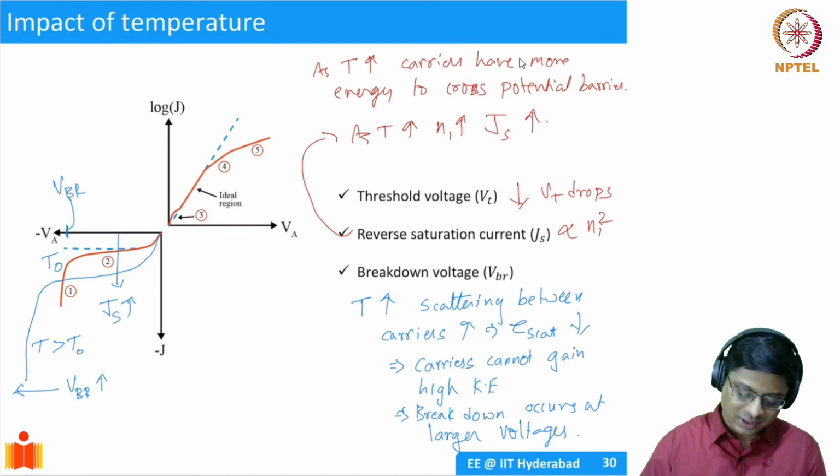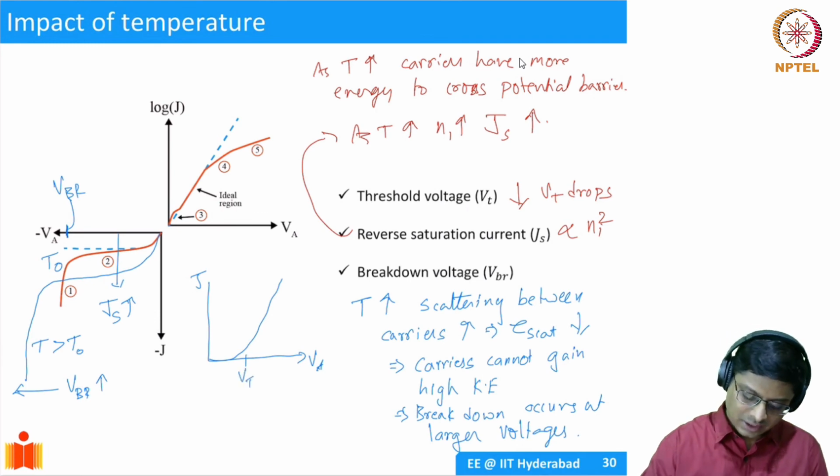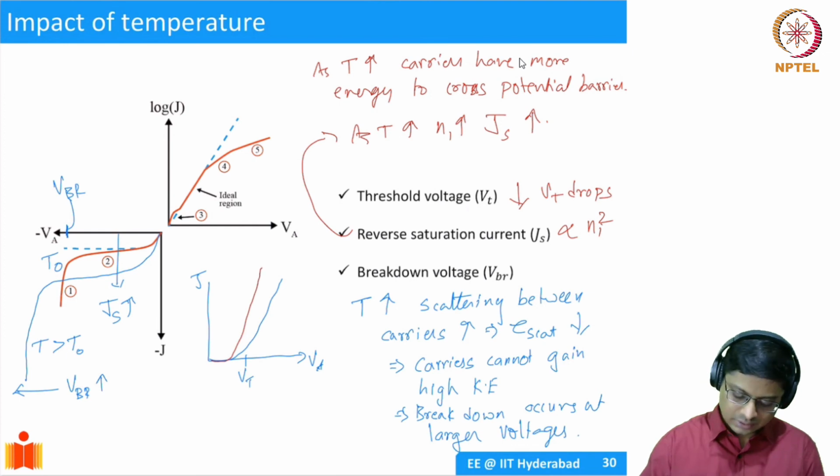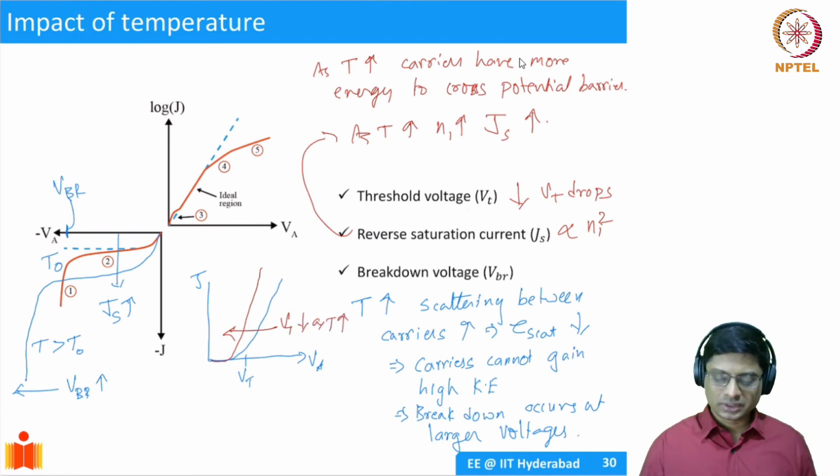So if you have drawn the forward bias, your normal V applied versus J, this was your forward bias, and this was your VT. As you go to higher temperature, the VT will become something like this. So VT decreases as T increases. This is the final thing that I wanted to talk about.